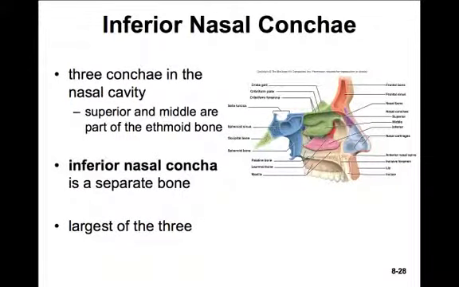Inside the nose, we'll see three conchae. The superior and middle are part of the ethmoid bone. You can see those here. The inferior nasal conchae, however, is a separate bone. It's the largest of the three conchae. And these conchae create increased surface area through little spirals.